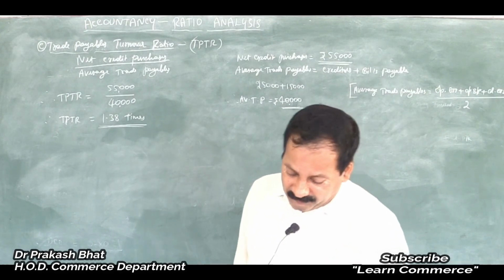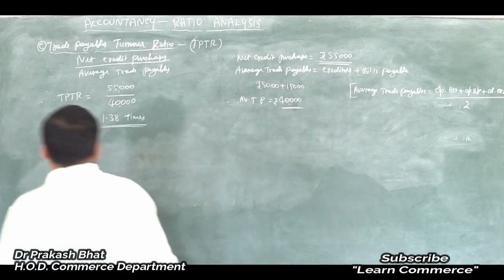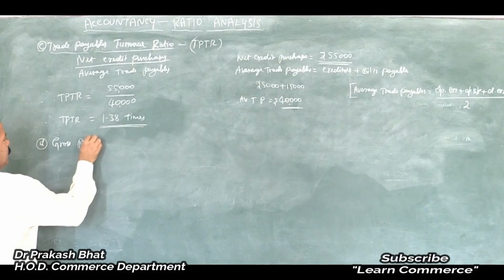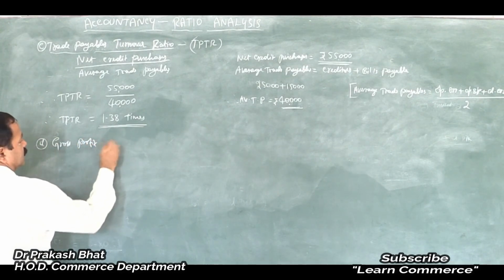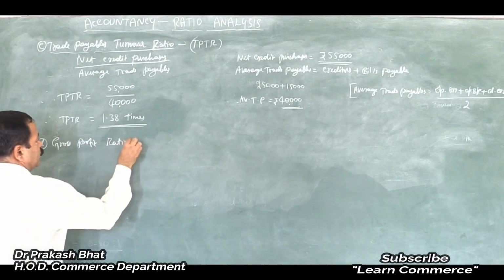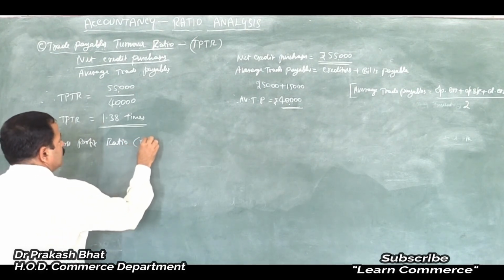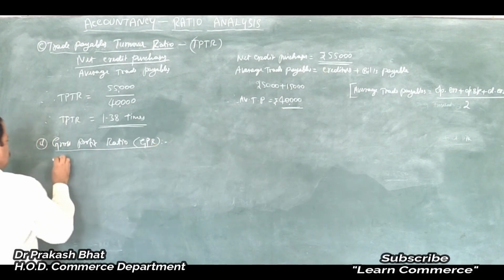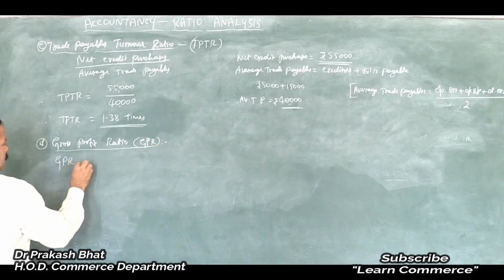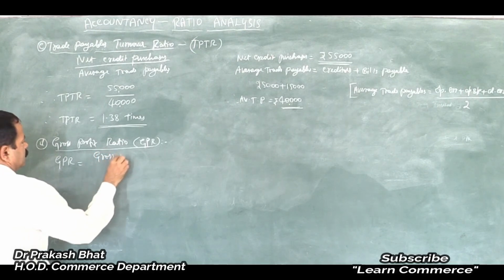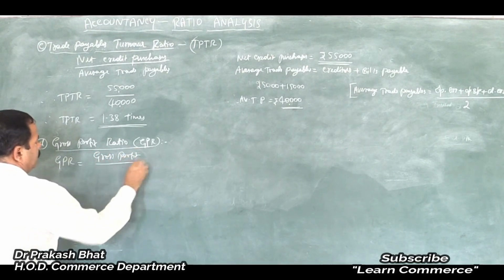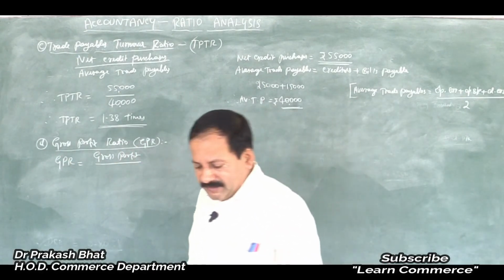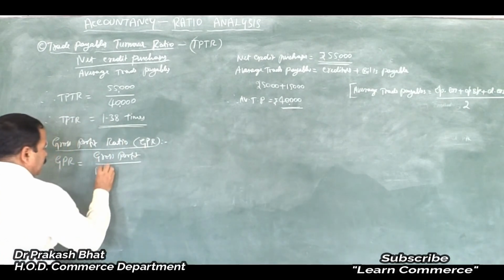Now next ratio will be gross profit ratio. Very simple, friends. Gross profit ratio, that is GPR, isn't it? GPR is equal to gross profit divided by net revenue from operations into 100. Gross profit divided by net revenue from operations into 100.